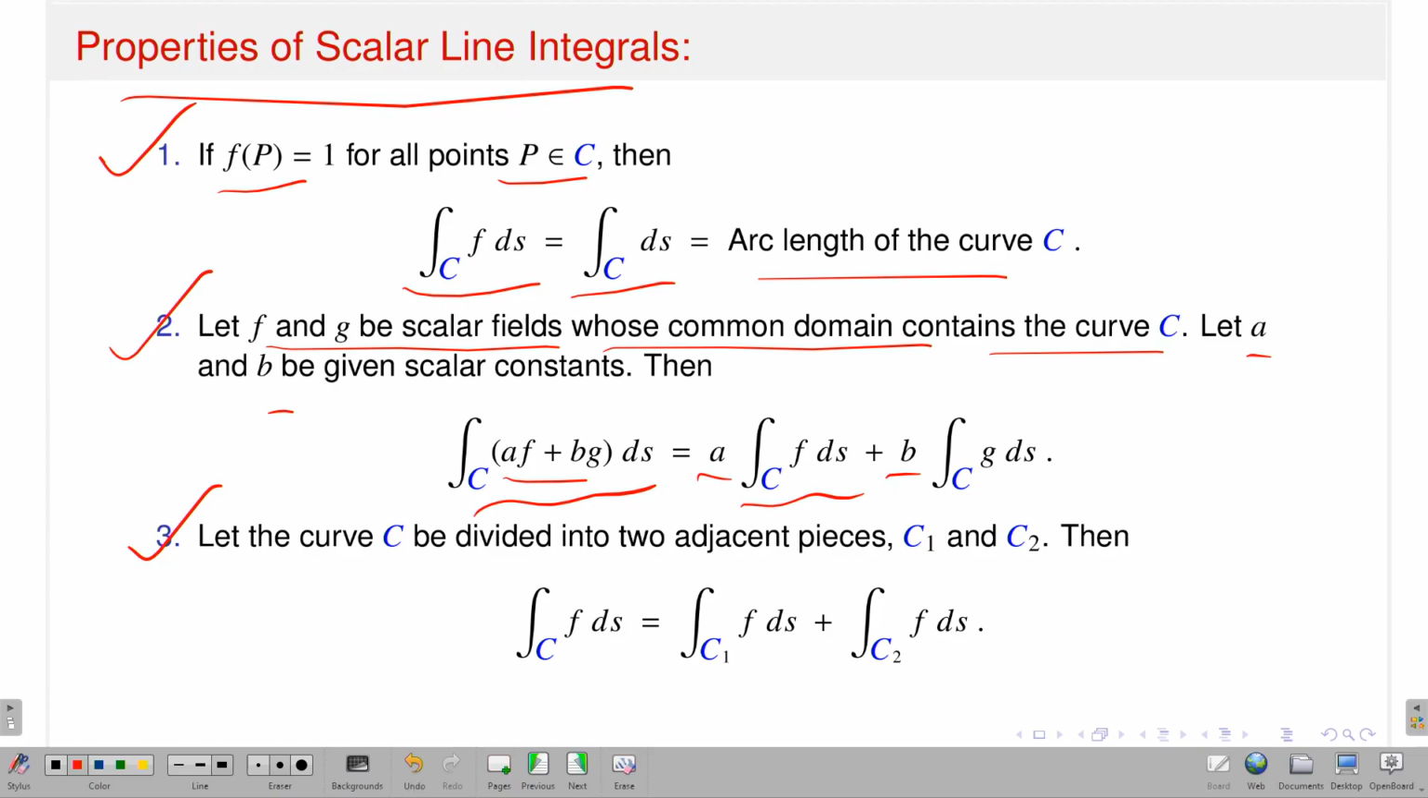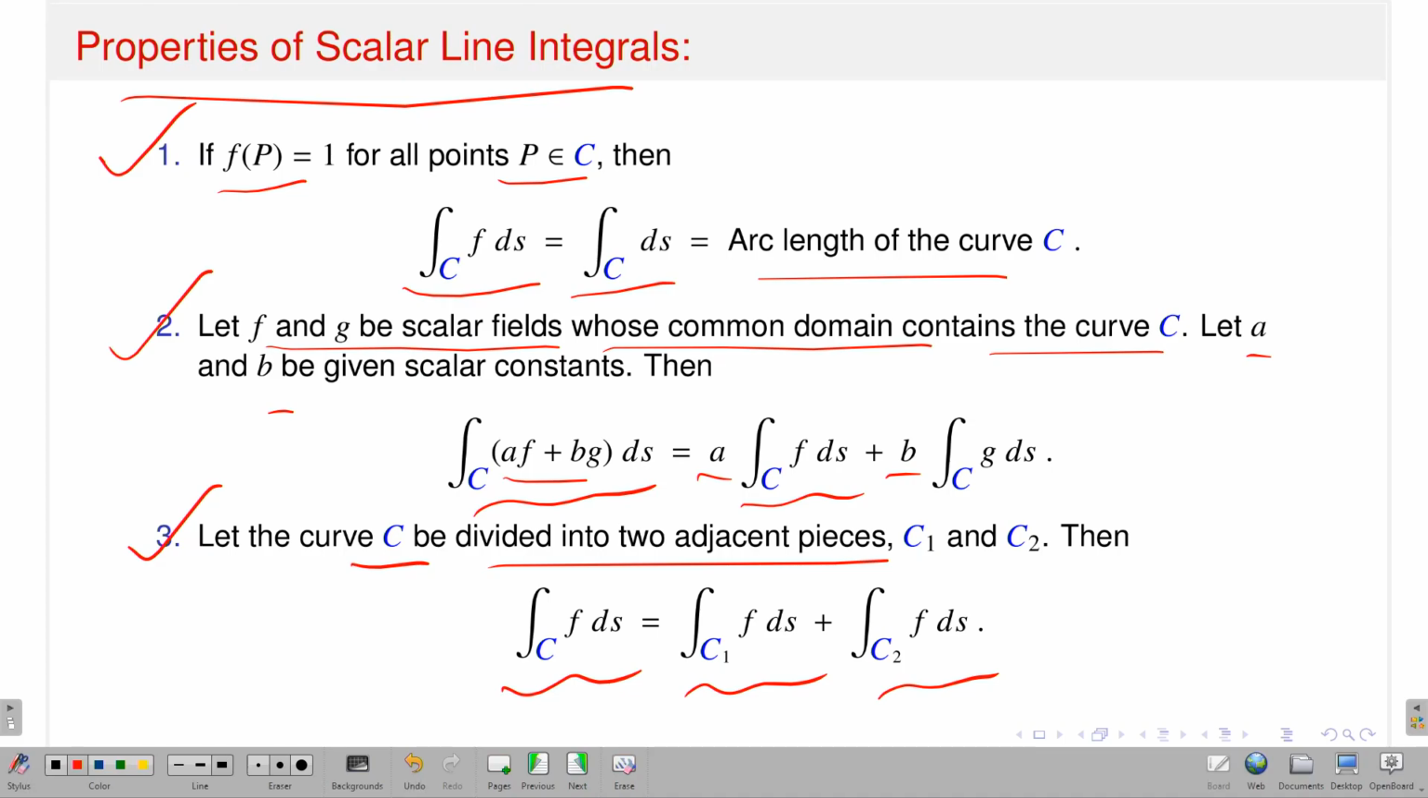And the third one is also important. Suppose you have a curve C which is divided into two adjacent pieces, say C1 and C2. Suppose C is piecewise smooth, and C is nothing but C1 union C2, where each of C1 and C2 is smooth. Then the scalar line integral of f over C you can break up into two parts: the scalar line integral of f over C1 plus the scalar line integral of f over C2.